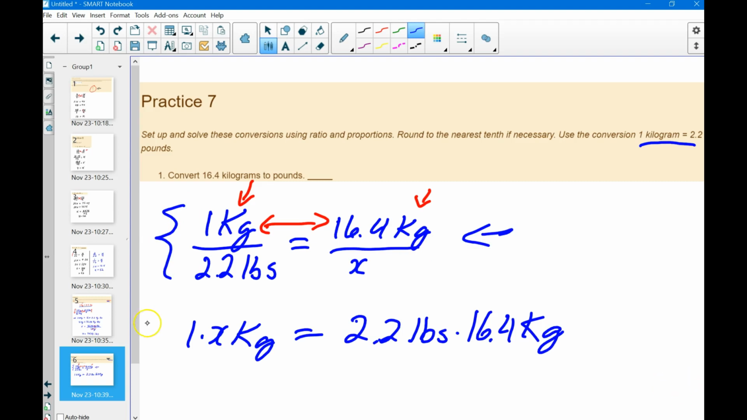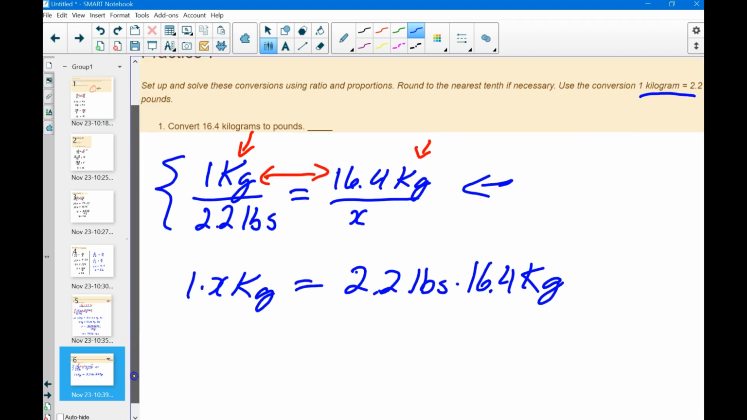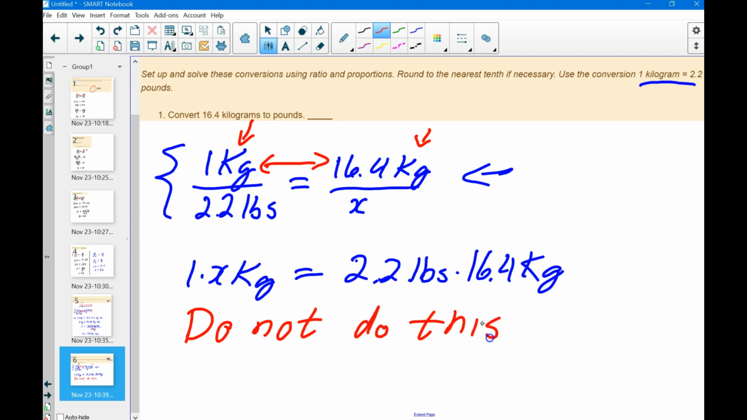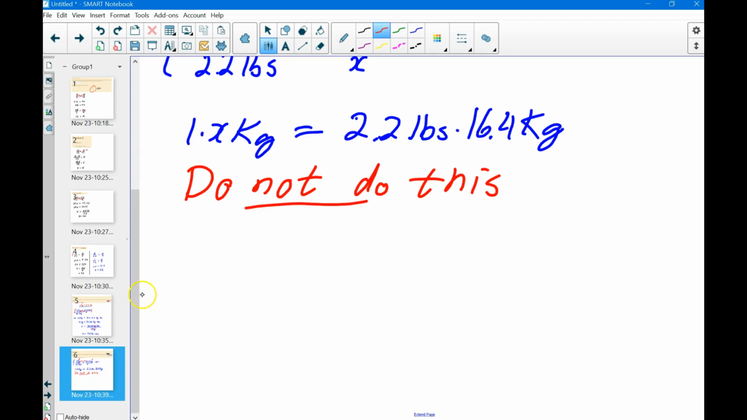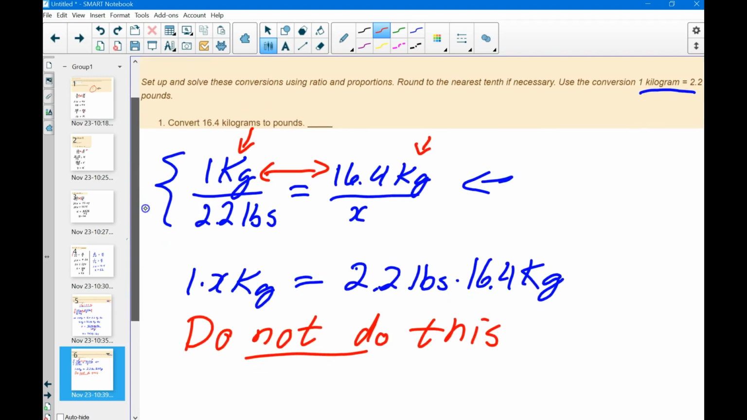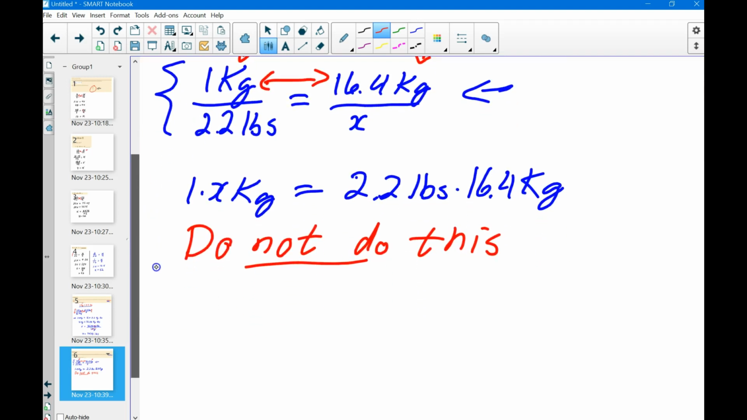But do not do this. Okay? Say 16.4, say 1 kilogram.